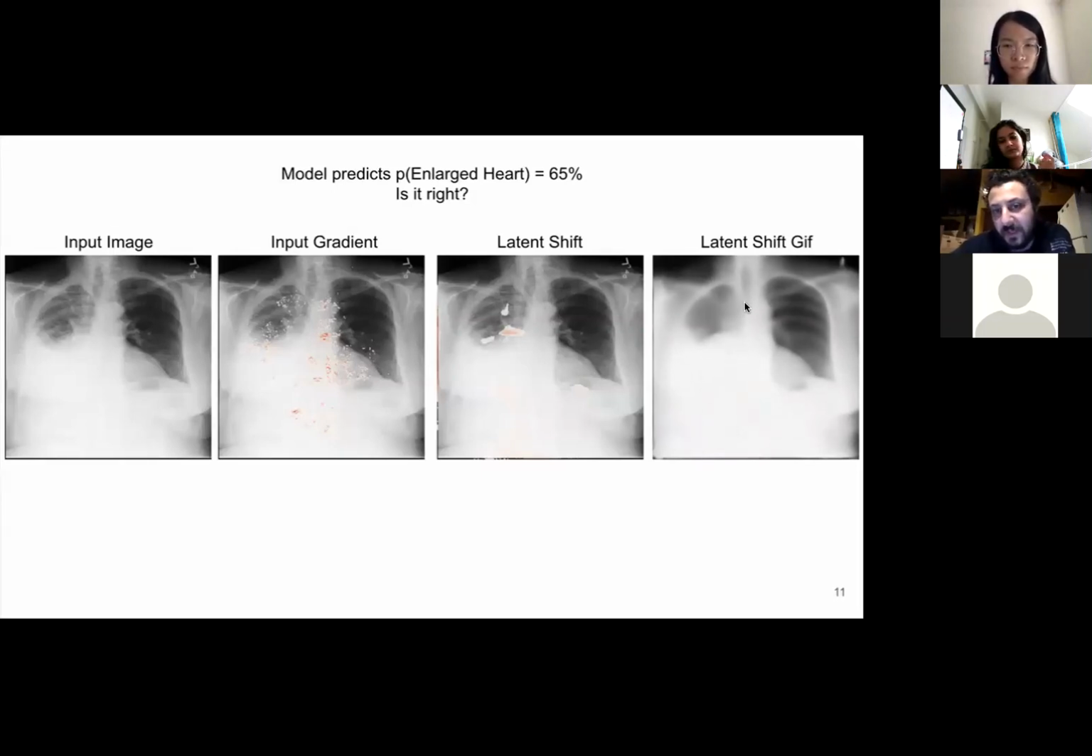So here we're removing the enlarged heart from the image, right? And it's not even focusing on the heart here.